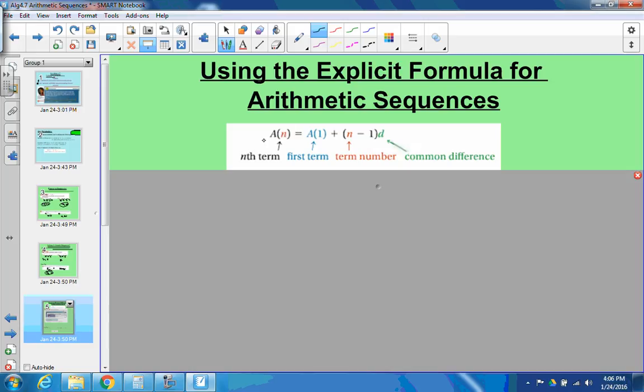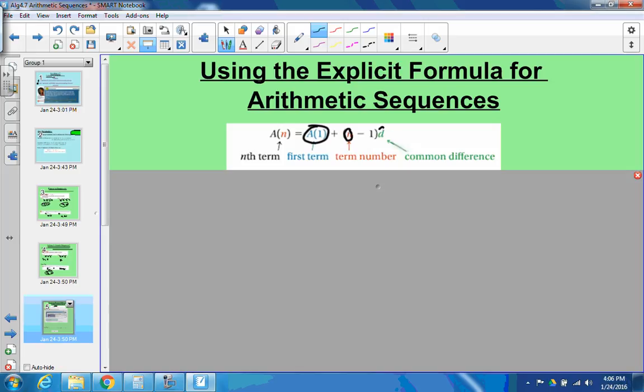But this is in function notation. So the function of a of n. So n is the nth term, or if we're saying the 100th term, we'd be looking for 100 there. It's equal to a sub 1, the first term. This part right here is the first term, whatever the first number is. The n, we plug in which number we're looking for. So if we're looking for the 100th term, that would be 100.